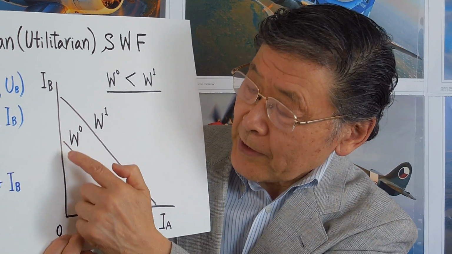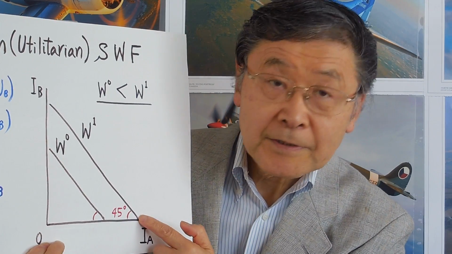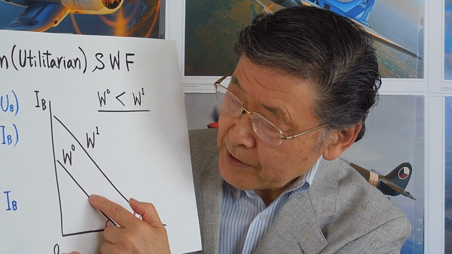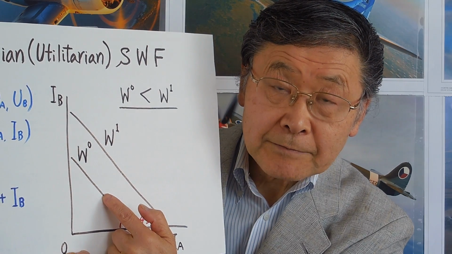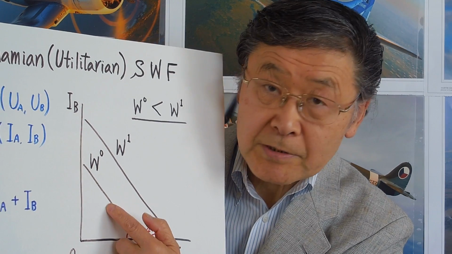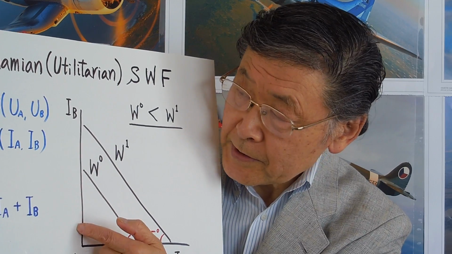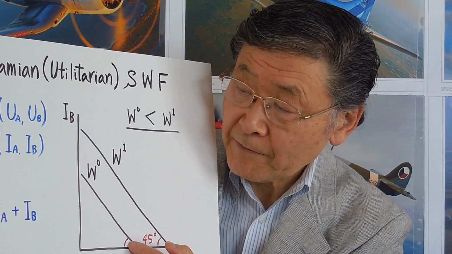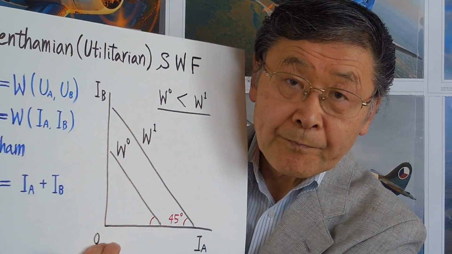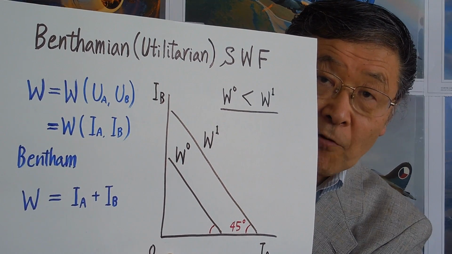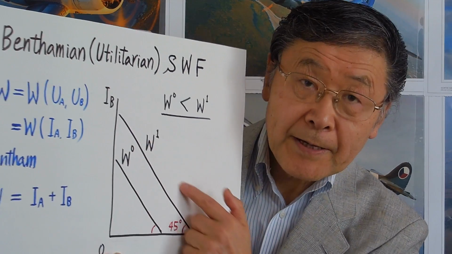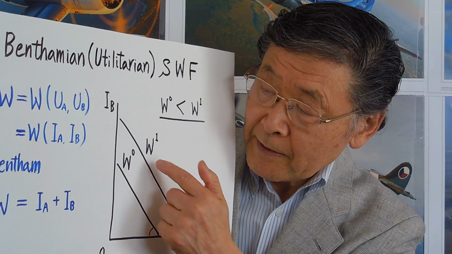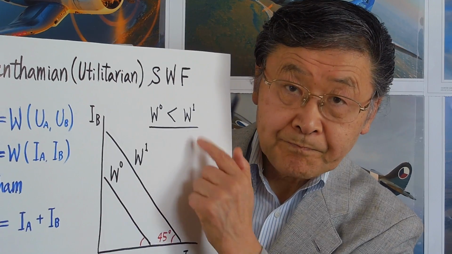In this case, social indifference curves look like this. Just 45-degree lines, because 1 unit of increase in the income of individual A corresponds to 1 unit of decrease in the income of individual B to have the same social welfare level because of the simple additive form. And the higher the better. If both individuals have higher incomes, then social welfare will increase. Okay?